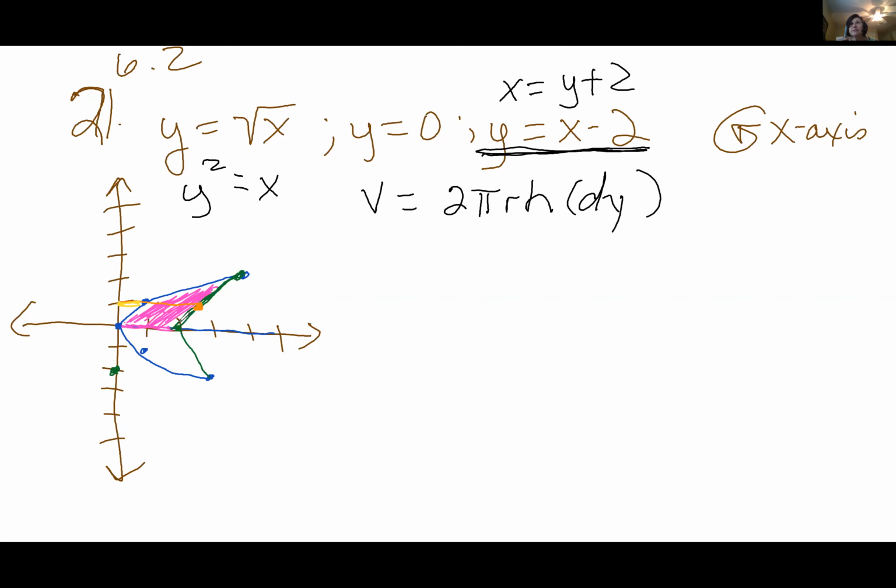The y's, the radius lengths, are getting larger vertically as you cut through horizontally, parallel to the x. So wherever you're cutting along the y is your radius at that point. And your height is what? It's going to be measured from the y-axis, and it's always parallel to the axis you're rotating about on shells.